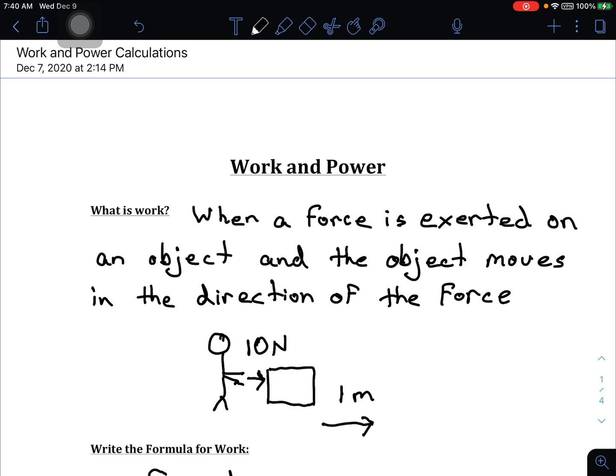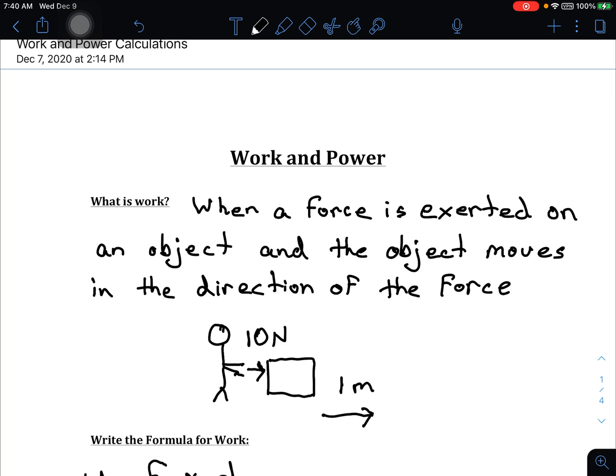There was a video posted where we talked about the definition of work and power and recorded notes on those things. So just to review, in physics, work is defined as when a force is exerted on an object and the object moves in the direction of the force. If you look at my little stick figure picture at the bottom of the page, my stick figure is applying a force of 10 newtons to the box, to the right. The box moves 1 meter in that direction. Since the force and the direction of movement are the same, that is considered work.